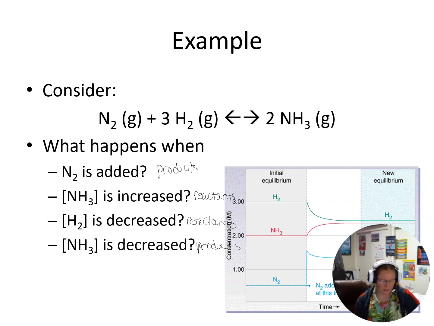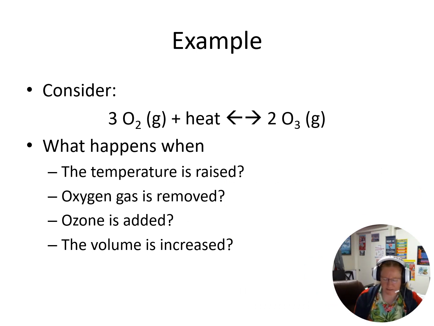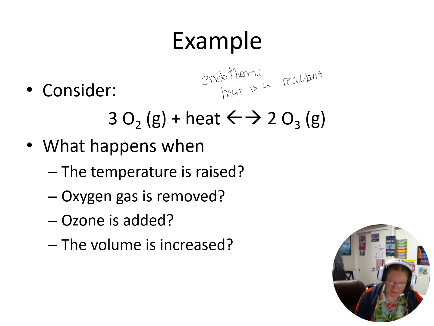Okay. All right, now let's look at one with some heat involved. All right, so this is an endothermic reaction. Heat is a reactant. Okay, and so I've written this with heat as a reactant. So what happens if I raise the temperature? If I'm adding heat in and heat's a reactant, what I'm doing is I'm adding more reactant. So what I'm going to do is I'm going to shift toward products.